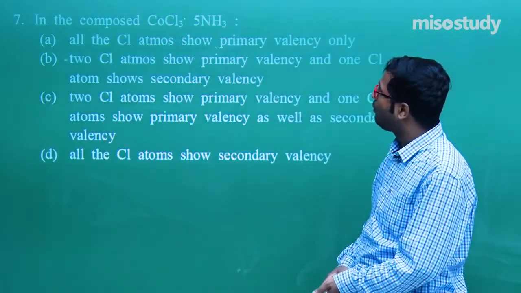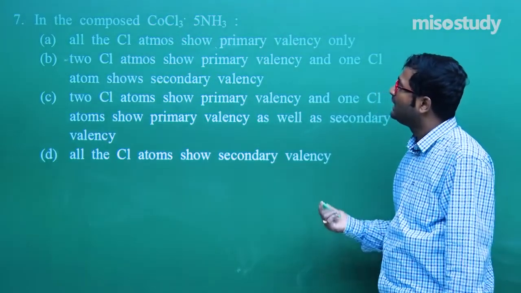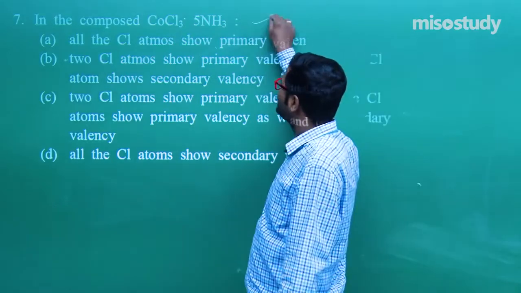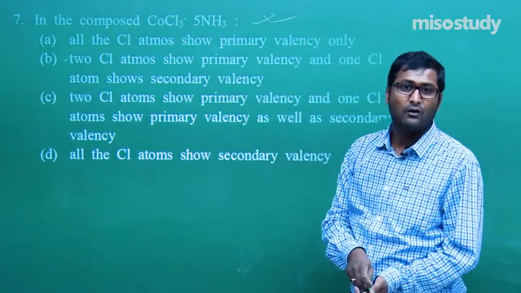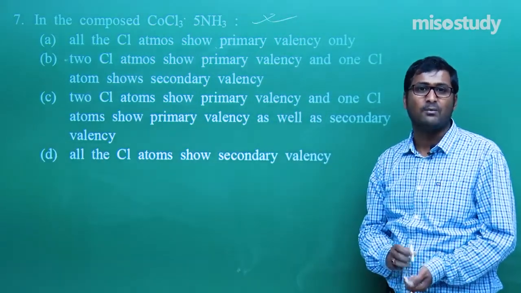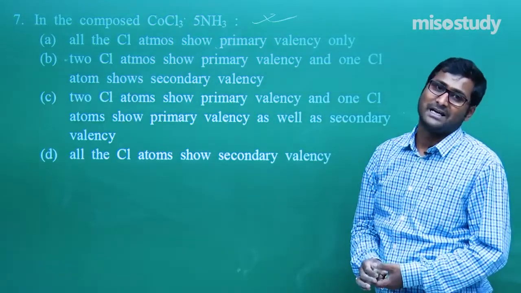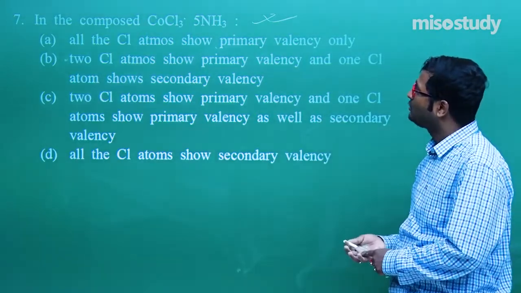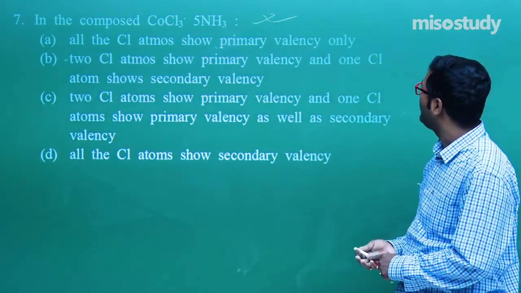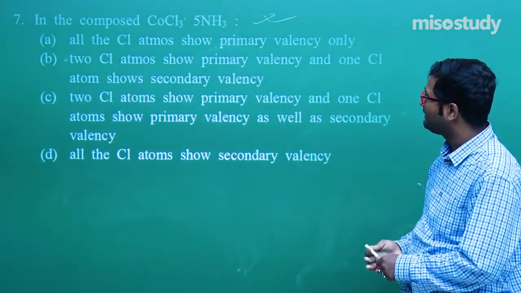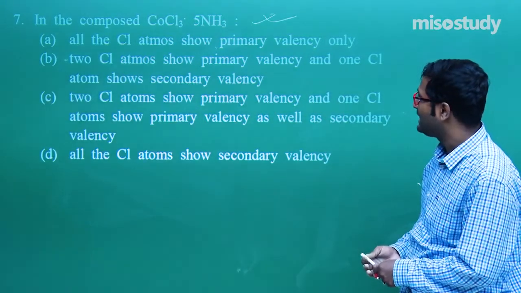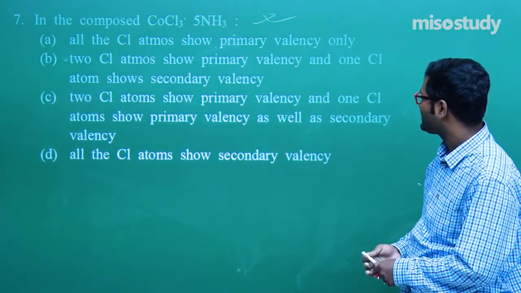In the complex CoCl3·5NH3, I have discussed this while discussing Werner's theory. According to Werner's theory, do you remember two types of valency, primary and secondary valency? All Cl atoms showing primary valency is not possible. Two Cl atoms show primary valency and one Cl atom shows secondary valency? Or two Cl atoms show primary valency and one Cl atom shows primary as well as secondary valency?